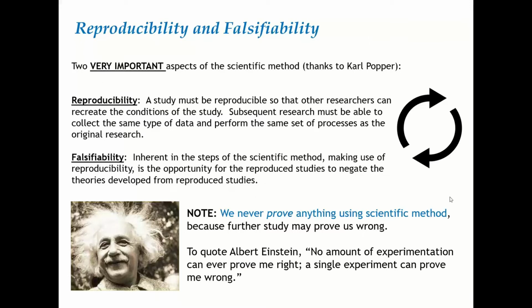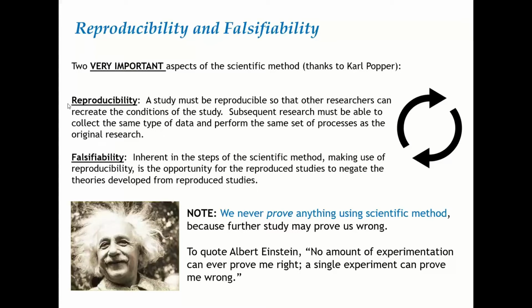And thanks to Karl Popper. Again, we have that circular thinking, remember. But reproducibility: you have to be able to reproduce it so that other researchers can recreate the conditions of the study. So when you do your reporting, you want to include enough information so that another researcher can go out there and run a similar study. Of course, they'll collect different data, but one would hope that another researcher does the same study with a different sample and comes up with similar conclusions. And that's your reproducibility.